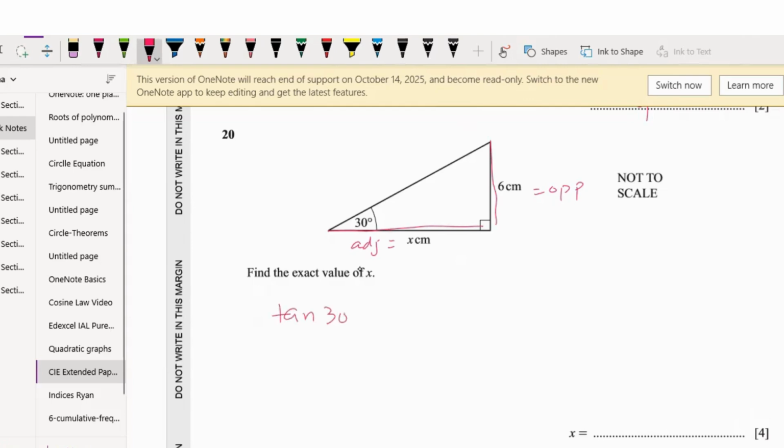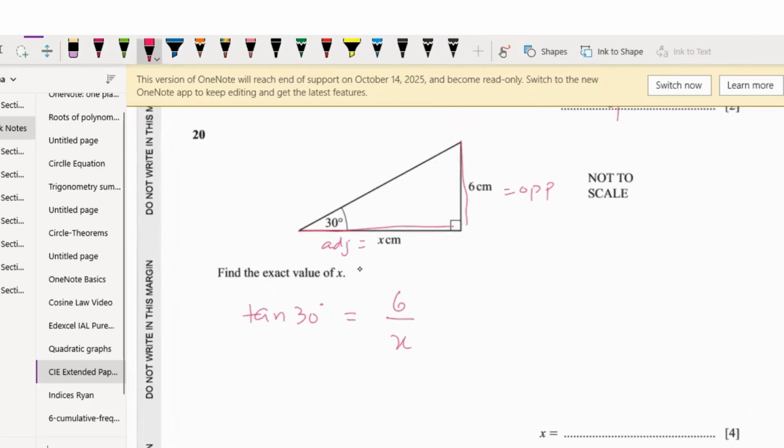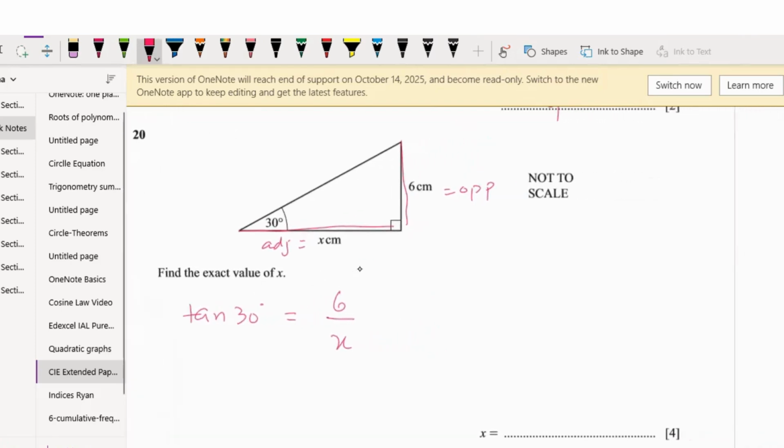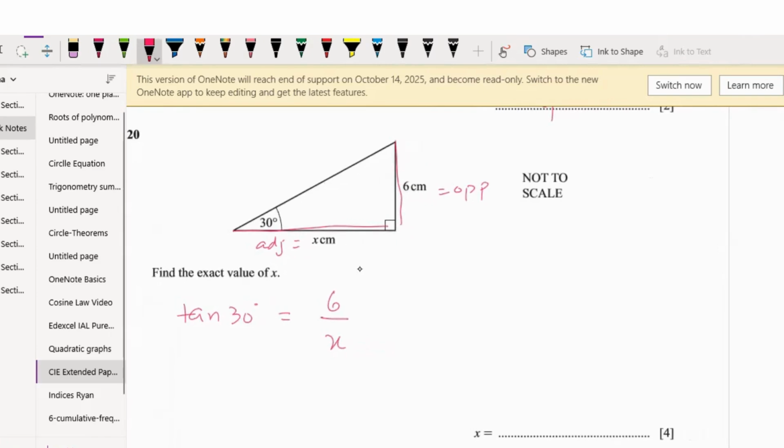So tan of 30 degrees, tan of the angle, is equal to opposite, which is 6, over the adjacent, which is x. Now the thing is, we need to find tan 30. We won't be allowed to use the calculator. So what will we do? Okay, there is an easy trick. With the help of a triangle, we would be able to find the trigonometric ratios of 30 and 60 degrees.